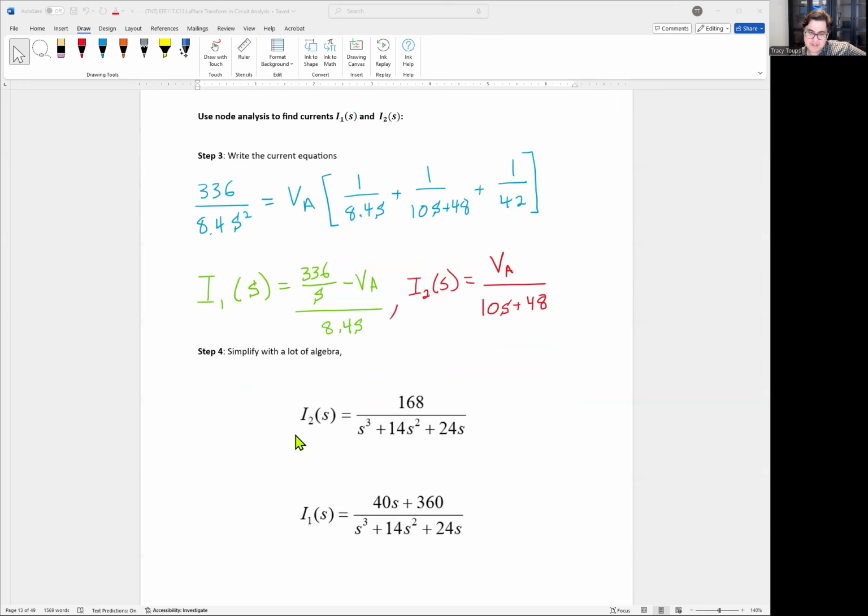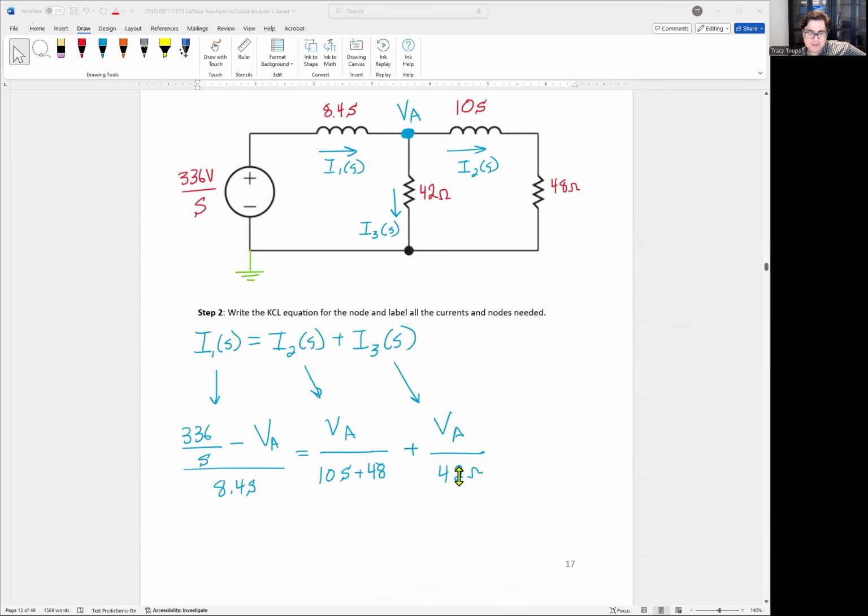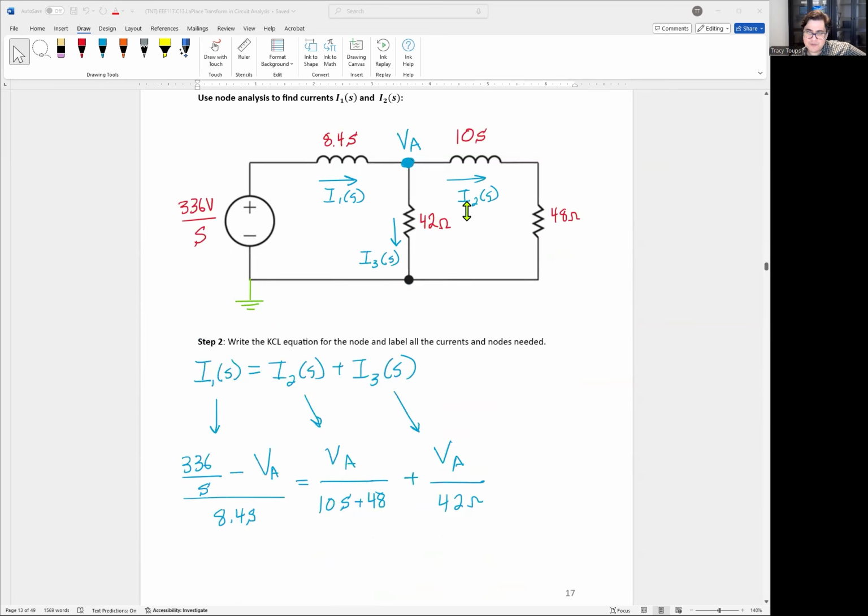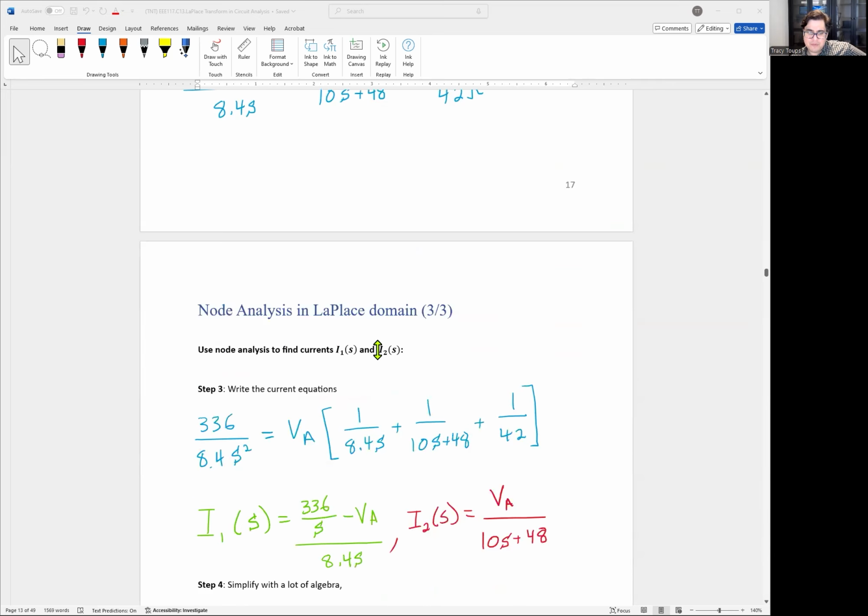And then you have I2 is equal to 168 divided by S cubed plus 14S squared plus 24S. That's I2. And I1 is 40S plus 336 divided by S cubed plus 14S squared plus 24S. And so now, if you ever want to know your actual current, just plug in the frequency S and you're done. Now, I know it looks like a big step here, but I guarantee you, if you try to do this with differential equations, you're going to have 3 simultaneous differential equations to solve.